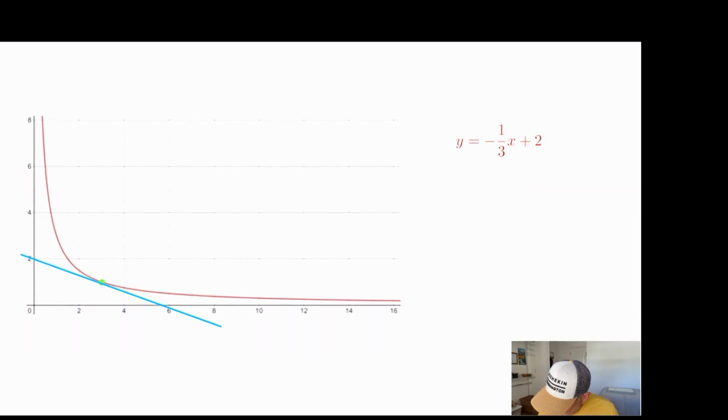Okay, so according to our tangent line equation, our tangent line should have a y-intercept of 2. That looks good. And according to our equation of tangent line, we should have a slope of negative 1/3. Looks like we go down 1 over 3. Looks perfect to me. That wraps this up.